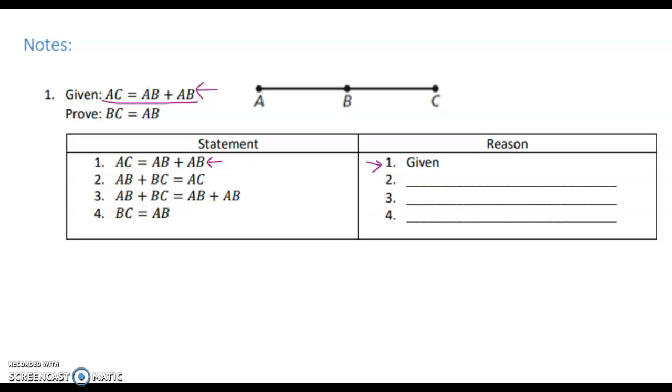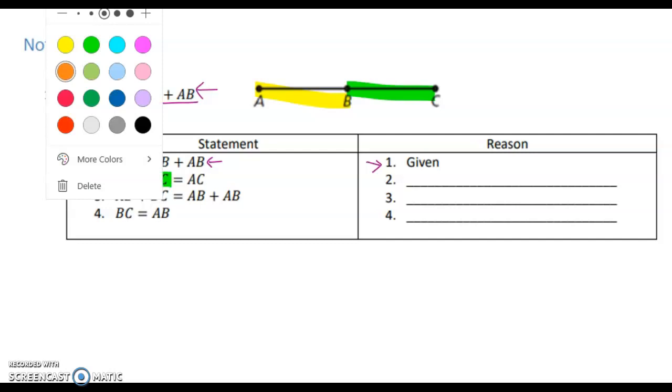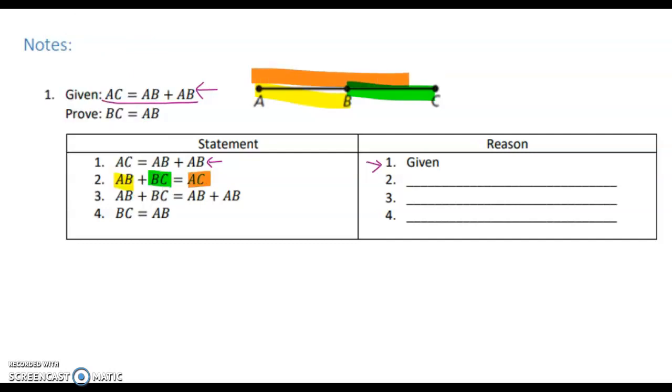Now step 2. Sometimes step 2 can follow from step 1, using something step 1 said, and sometimes it can be something completely different. Let's look at what it's saying. AB, that's this section, plus BC, that's this amount right here, equals AC. It equals the whole thing, AC. I'm going to use highlighters a lot, and you really should too. It's going to help a lot when you're starting proofs. Basically, the yellow plus the green equals the whole thing, which is the orange. That is the segment addition postulate.